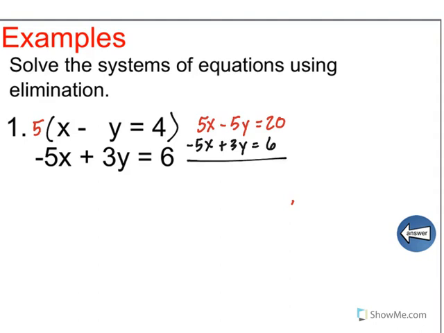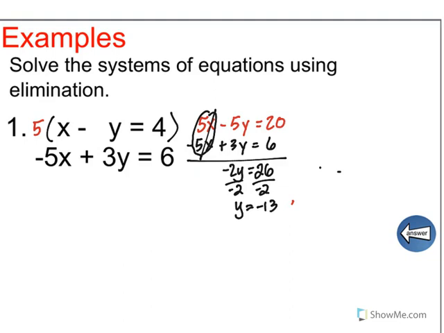I'm going to combine the two equations through addition and subtraction. So I know that negative 5x and positive 5x, they cancel. Negative 5y plus 3y is negative 2y, and 20 plus 6 is 26. I can solve this. I divide everything by negative 2. And I know that y is equal to negative 13.